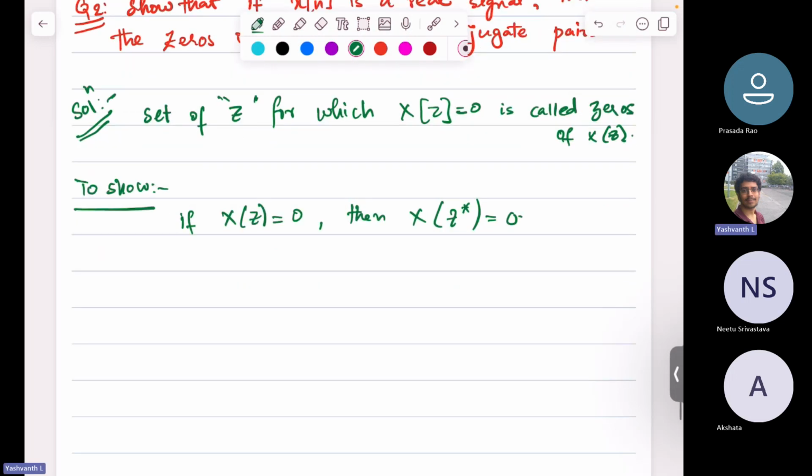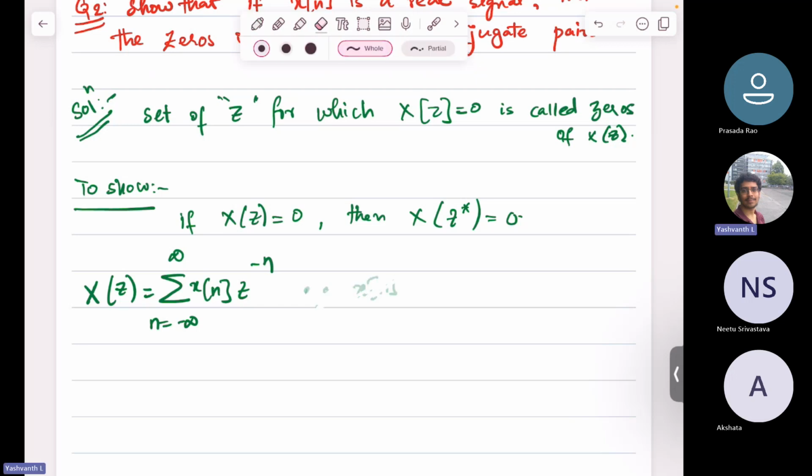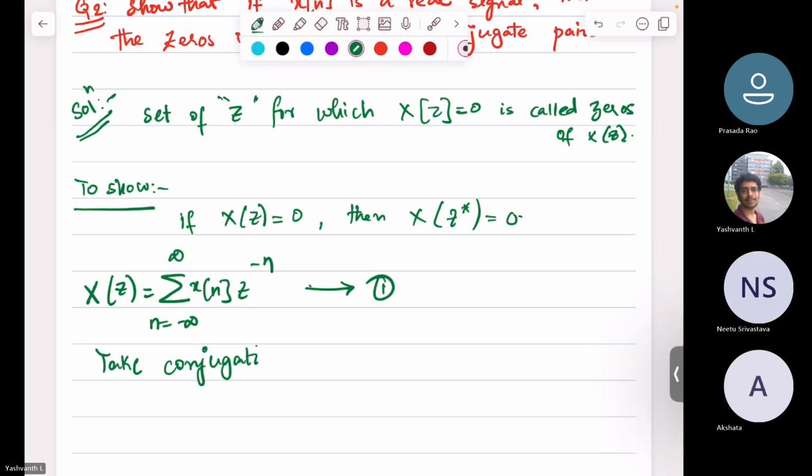So we just go back. This is very, very simple. Just write down the definition of a z transform: x of z equals the summation n equal to minus infinity to plus infinity of x of n into z power minus n. That is the definition. Correct? Now, since x of n is real, let's call this equation 1. Take conjugation on both sides of equation 1.